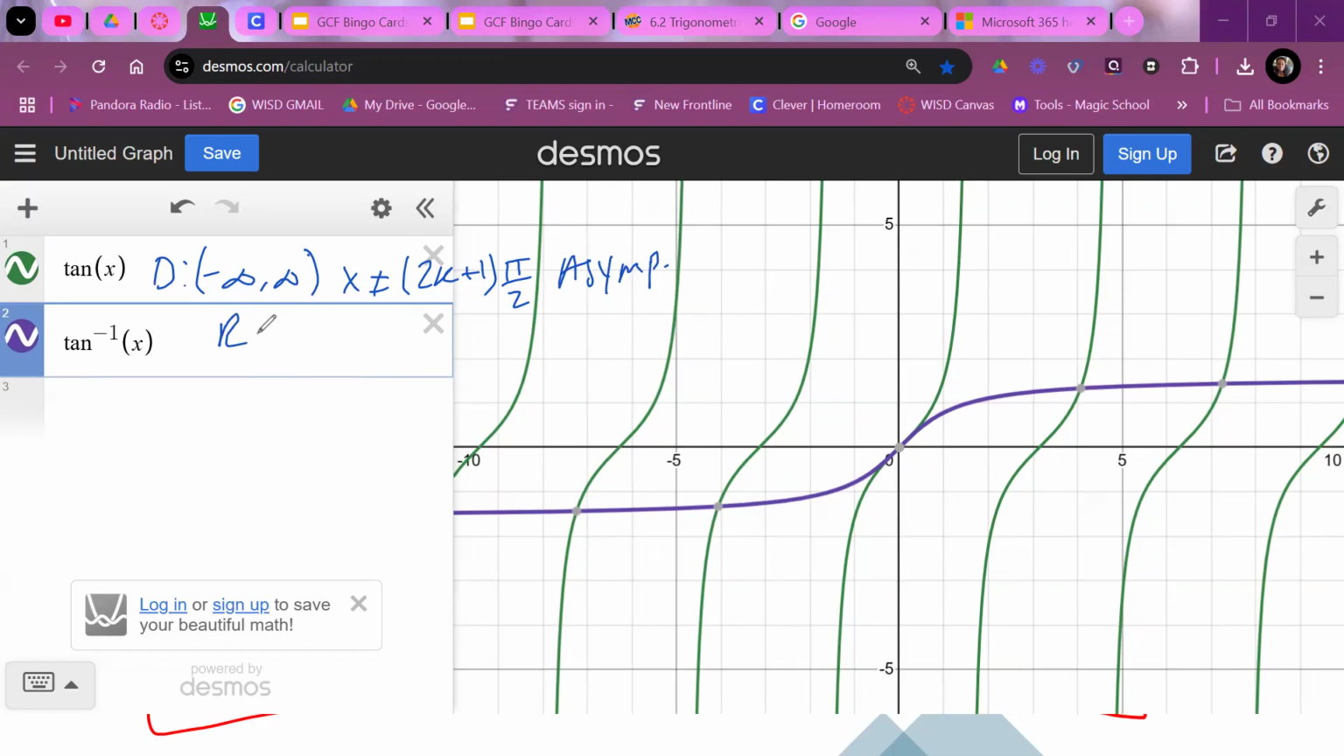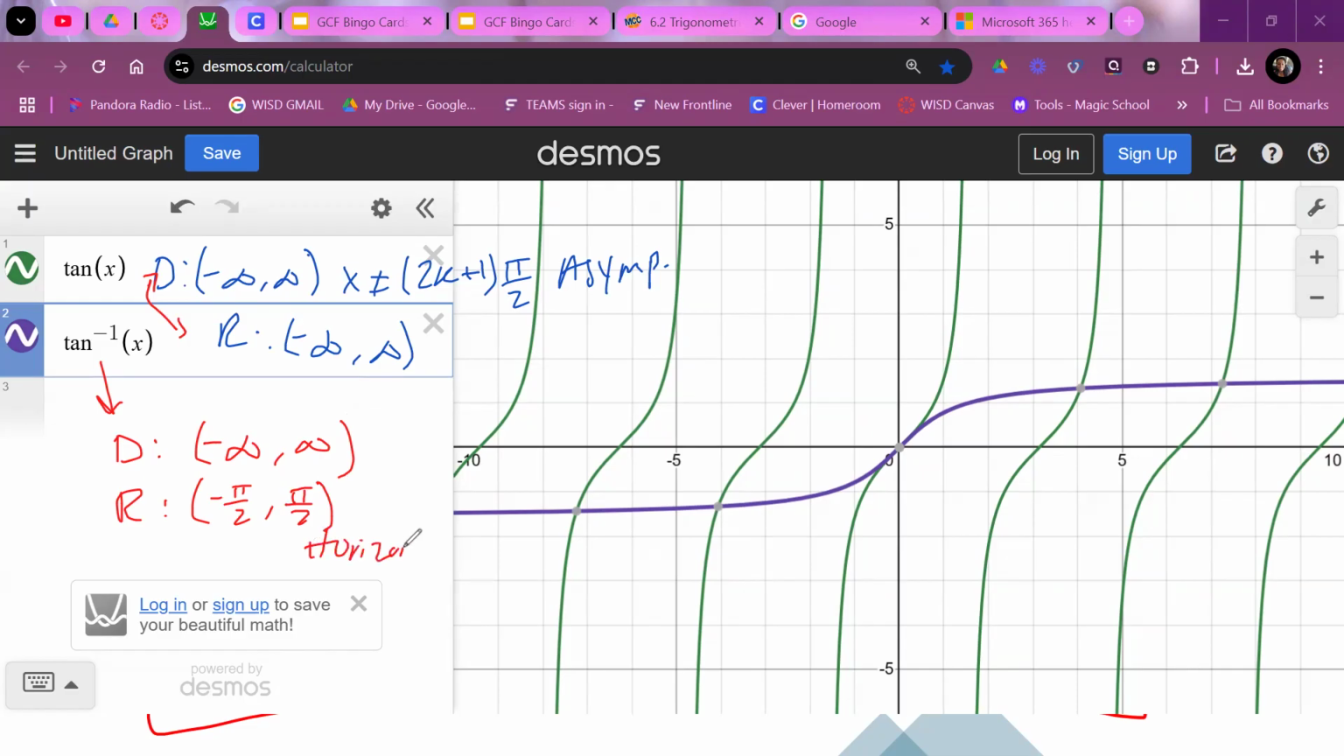And then your range was from negative infinity to positive infinity, right? Now these are switching. For an inverse, your domain and your range are switching. So the inverse, its domain is now negative infinity to infinity. Your range is now restricted. Your range is now from negative pi over 2 to positive pi over 2. And that's because these are now your horizontal asymptotes.